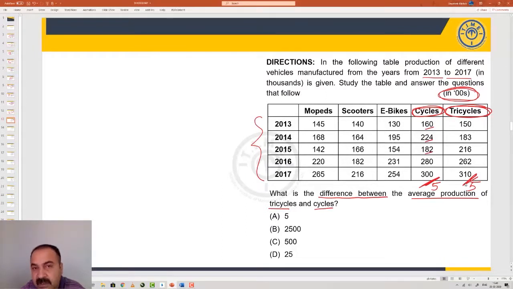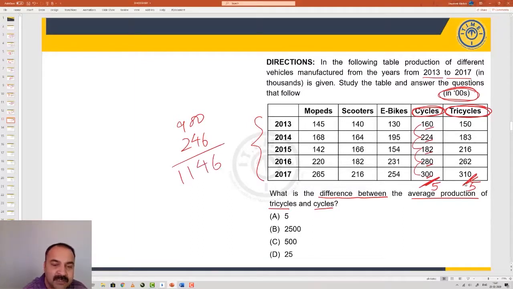84 and 82 is 166. 166 with an 80 is 246, and that's all. So we have 246. What about the hundreds? 1, 2, 3, 4, 5, 6, 7, 8, 9. 9 hundreds. So the total production is 1146.